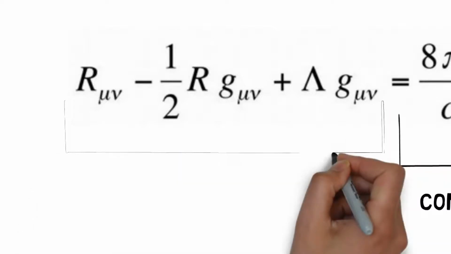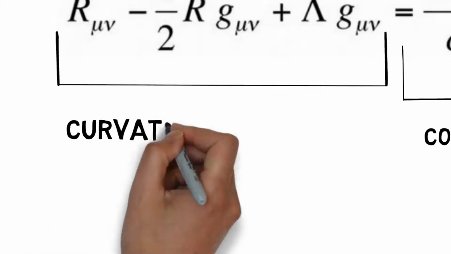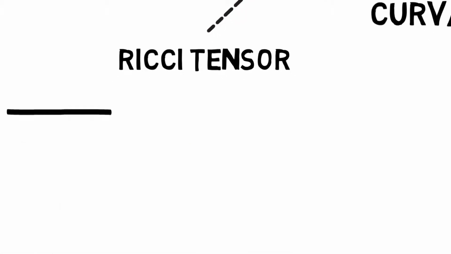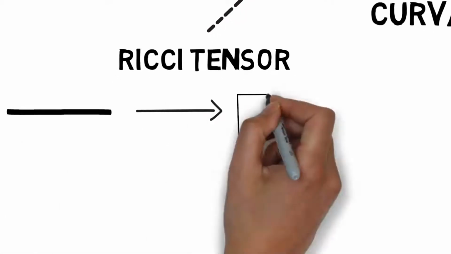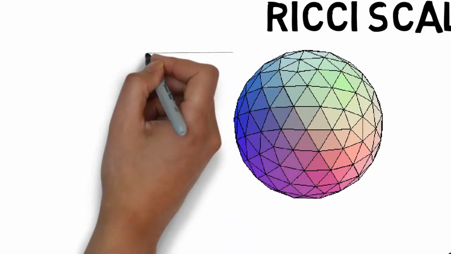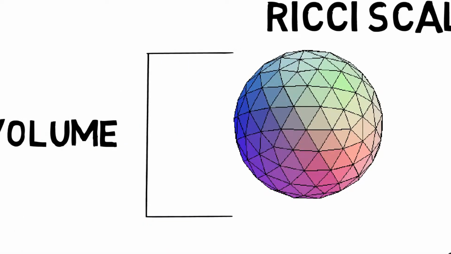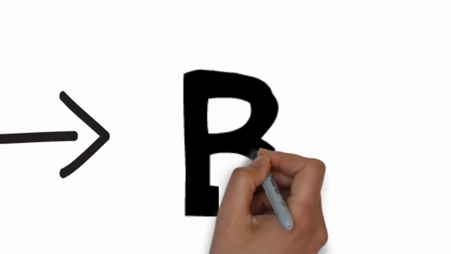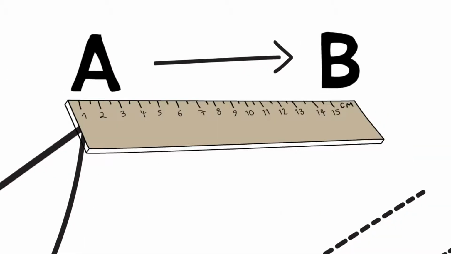Let's move on to the left side of the equation. It describes curvature of space-time. The first variable, R mu v, is known as the Ricci tensor. It describes how much space-time is curved when one dimension is bent into four dimensions. The next value is R for the Ricci scalar. It describes the volume of a geodesic ball. The next term is little g for the metric tensor. It basically allows you to describe getting from one point to another through the curvature of space-time.